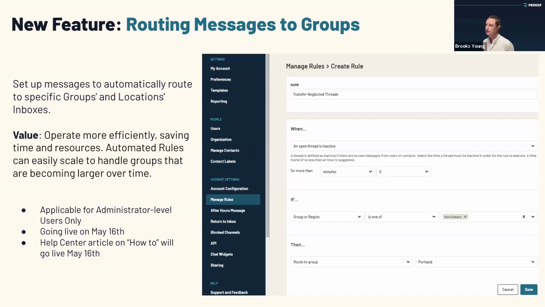So, as you see here on the right, you can name it, then choose when you want this rule to happen, and then if this region and this happens, then great, go and route it directly to this other group. So the big value here is to operate a lot more efficiently, saving time, especially if one group is a little bit overwhelmed or short-staffed. This can easily be added for those different scenarios.